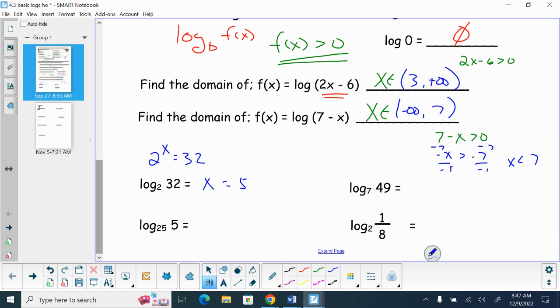Write it exponentially. Okay, put an x in there. We don't have anything there, put an x in there. So once again, you can write it into an exponential form.